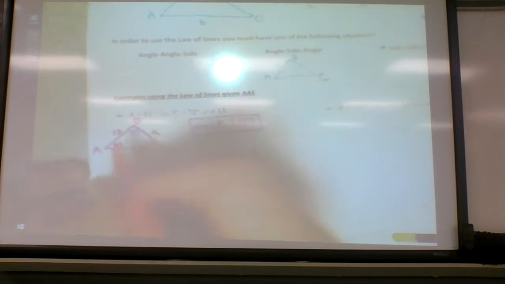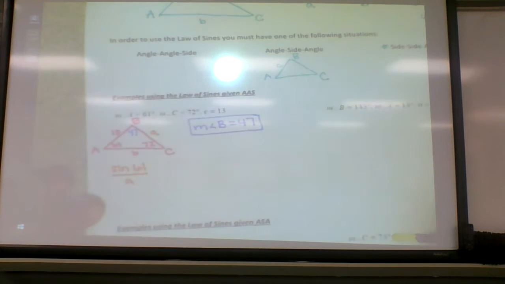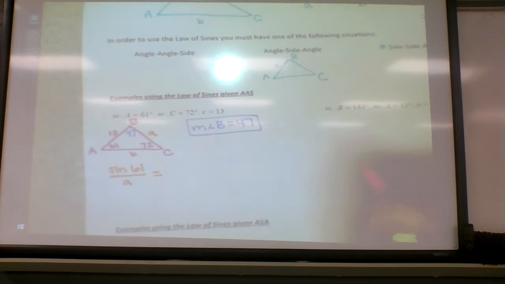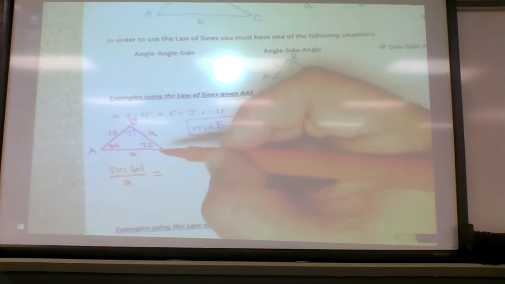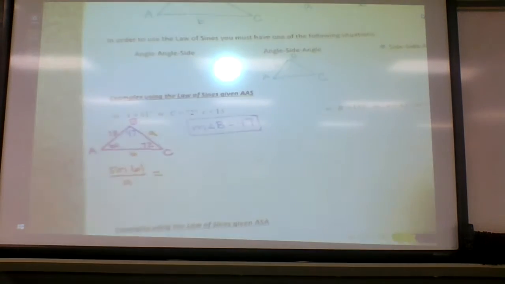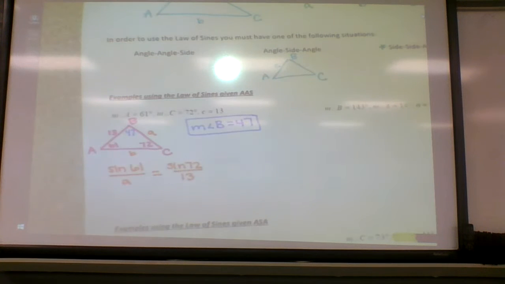Sure. So what we would say is the sine of the angle 61 over little a is going to be equal to the sine of another angle over its side. And we don't want to use b and little b because we don't know little b, right? We don't want to have two variables. So we're going to use c and little c. So that's equal to the sine of 72 over 13. And so you can solve for A and it will tell you exactly what side A is then.